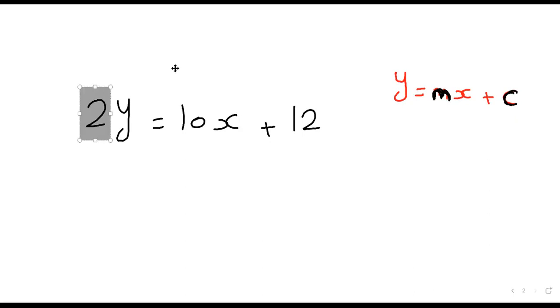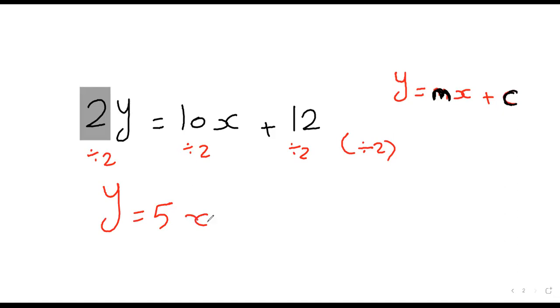So in this case, we have 2y. I want to write it as y. So divide all terms of the equation by 2, just to get rid of this 2 and get y. So 10 divided by 2 is 5x, and 12 divided by 2 is 6. So the equation now is written as y equals 5x plus 6.